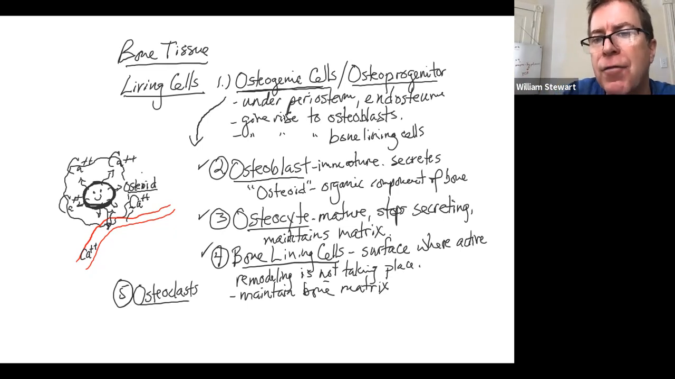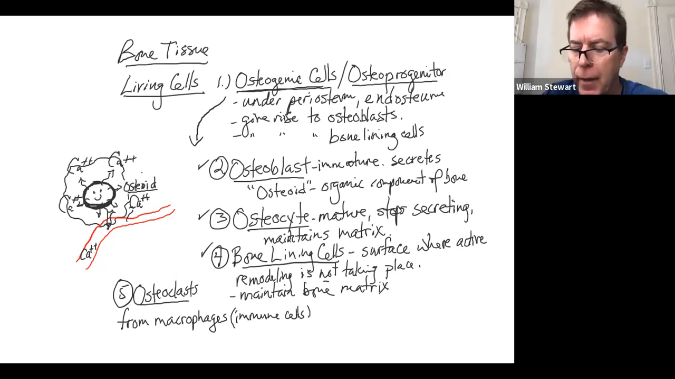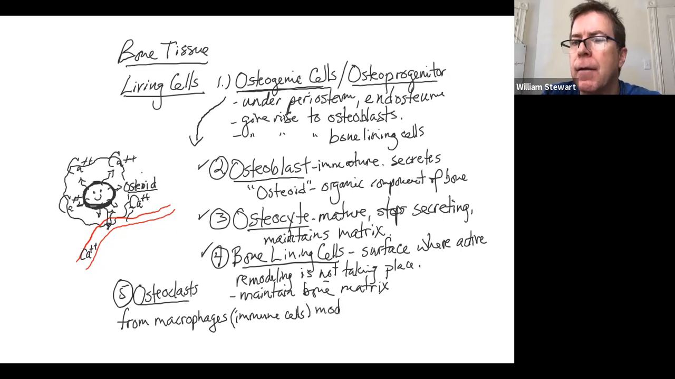These are derived from macrophages, which are basically a modified white blood cell. They're immune cells. So to give you a brief history, macrophages are immune cells that are modified monocytes. I know this is a lot of new language to some of you.